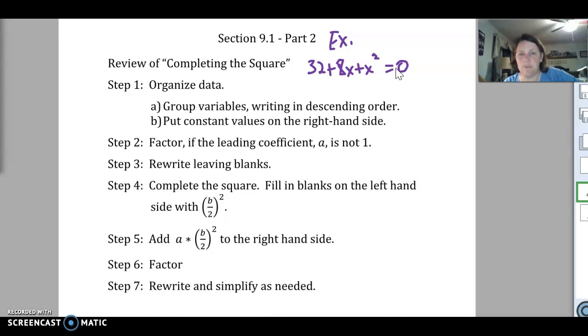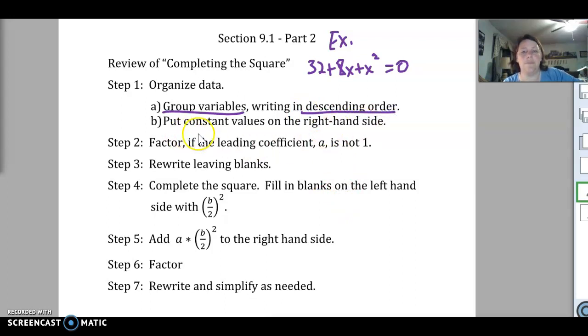So very first step, organize your data. By organizing our data, I put that into 2 groups. We want to group our variables together. In this case, we only have x variables. But as we get further into this assignment, we're going to have x variables and y variables. So we'll want to group our x variables separately than our y variables, and also write them in descending order.